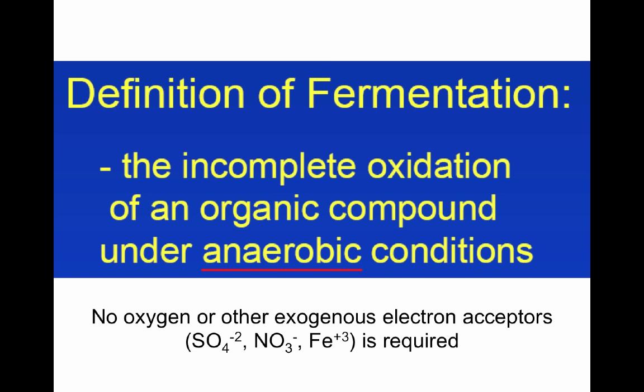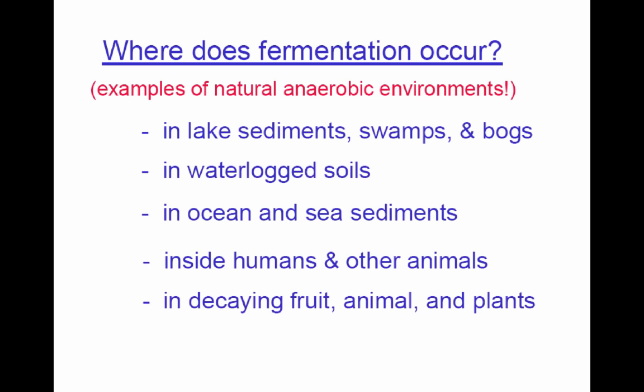Fermentation, we can consider it the incomplete oxidation of an organic compound under anaerobic conditions. You're not going to have oxygen or another exogenous electron acceptor to accept those electrons during the reactions. So where is fermentation happening? It's usually happening in anaerobic environments: the sediments in lakes, swamps and bogs, waterlogged soils, the bottom of the ocean, inside the guts of humans or other animals, and in decaying plant and animal matter.